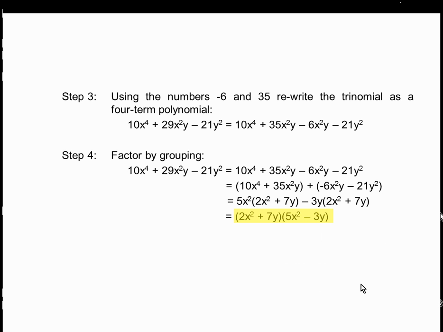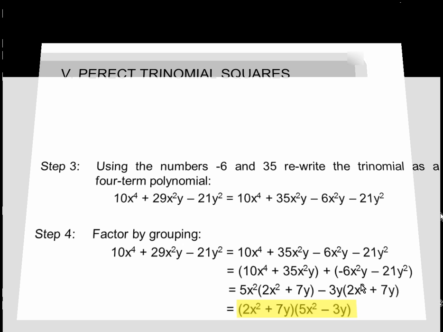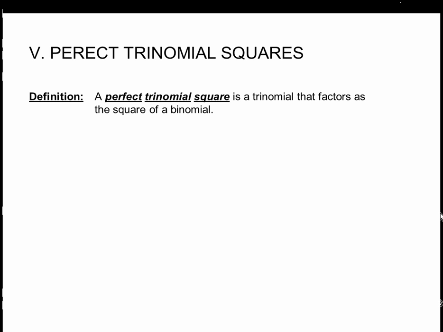Let's go on to our next factoring technique. Perfect trinomial squares. Now notice it is a trinomial. Our last two factoring techniques have focused on trinomials, so this is just another way of factoring trinomials. It actually is not a new way. We're going to make use of what we've already seen. It has to do with how we write our answer. So definition, a perfect trinomial square is a trinomial that factors as the square of a binomial, like 5 plus xy squared or something like that.